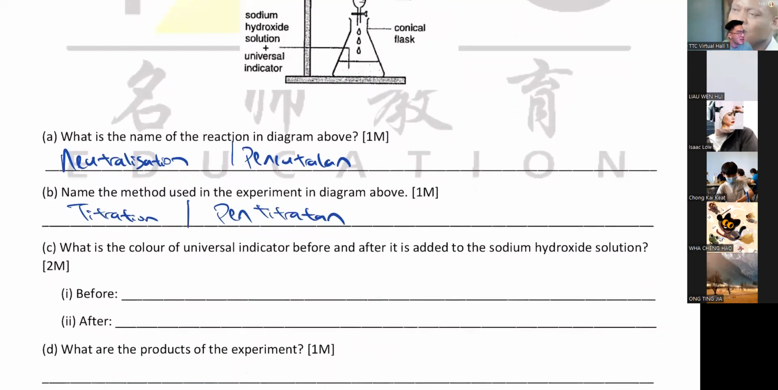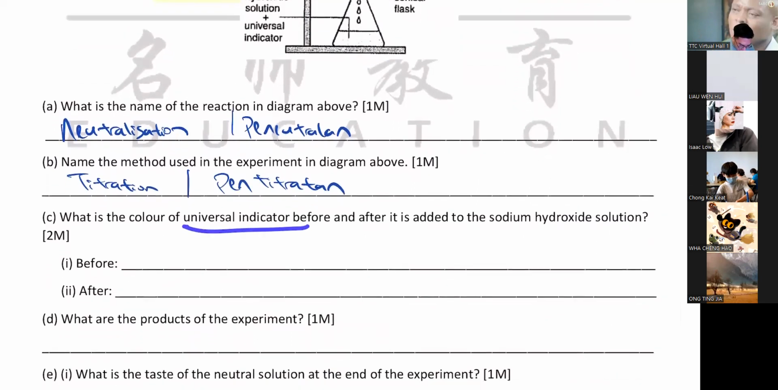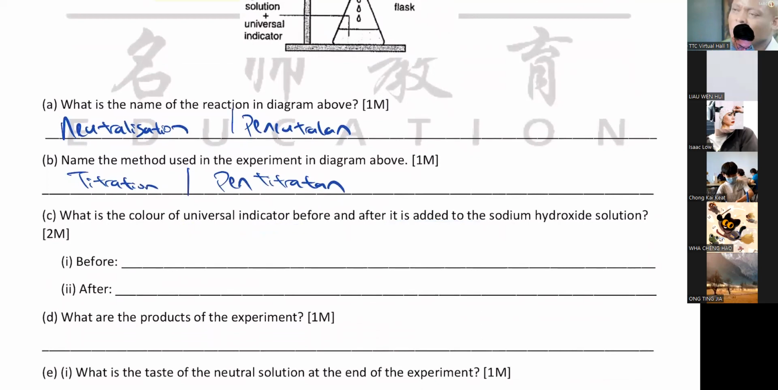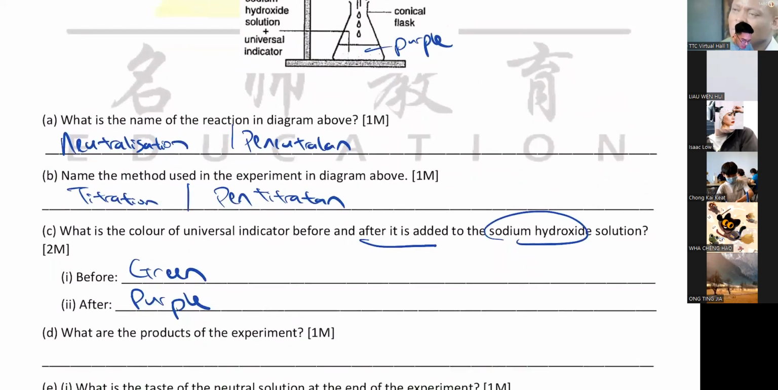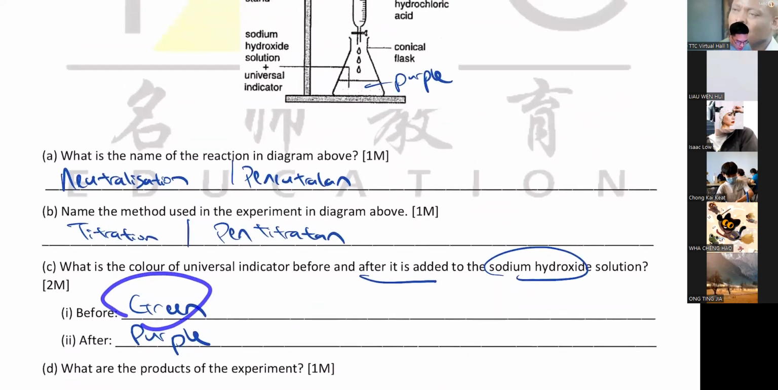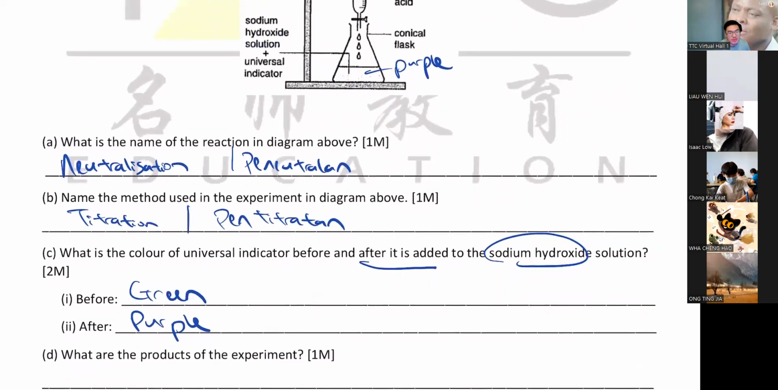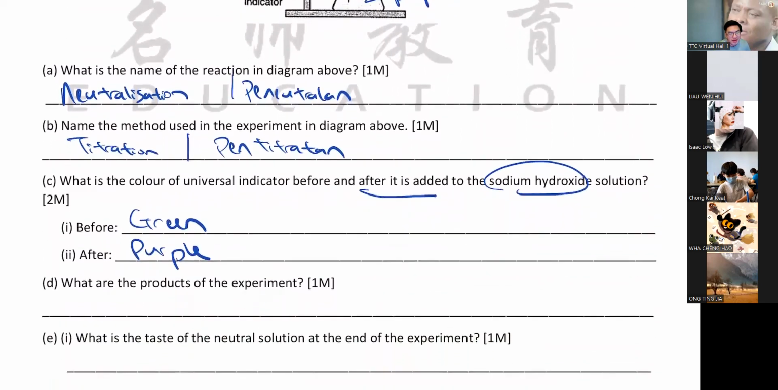All right. Anyway, so what is the color of the universal indicator before and after? Before adding, it is green. After adding sodium hydroxide, it becomes purple. Because this thing is purple. Originally the thing is green. Once you add this to the alkali, it becomes purple lor.